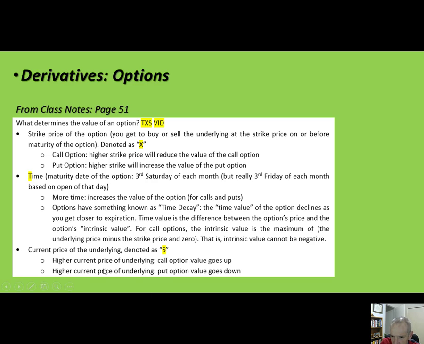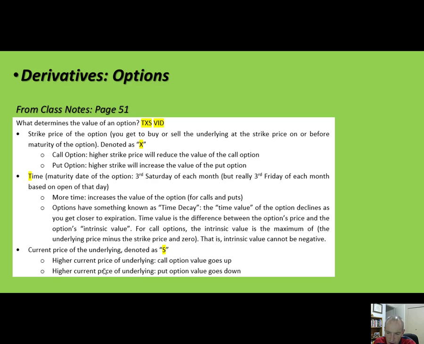For a put option, the higher the underlying price, the less valuable the put option, because with puts, it's the right to sell something at a price. If you have the right to sell Apple for $100, and now its price is $150, that's going to be a lot less valuable to you than when Apple was trading for $105.